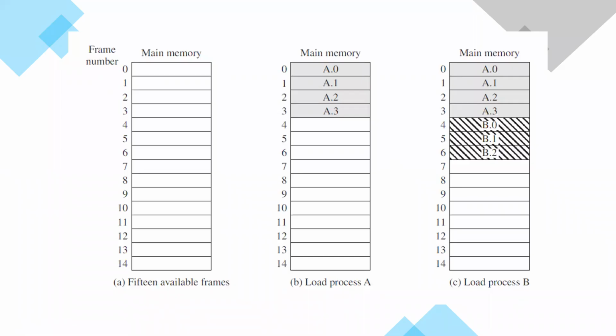This figure illustrates the use of pages and frames. At a given point in time, some of the frames in memory are in use and some are free. A list of free frames is maintained by the OS. Process A, stored on disk, consists of 4 pages. When it is time to load the process, the OS finds 4 free frames and loads the 4 pages of process A.